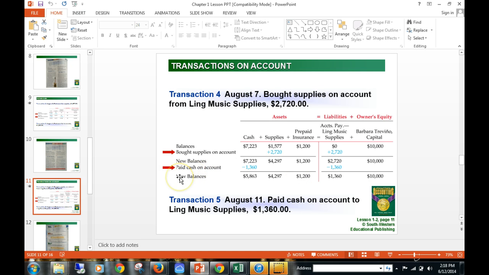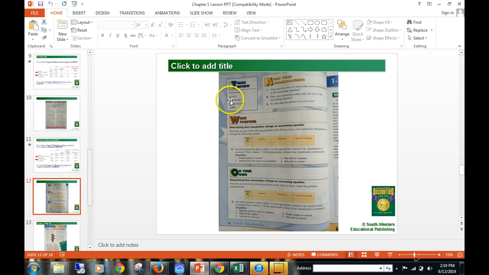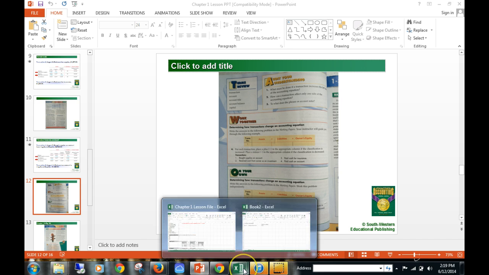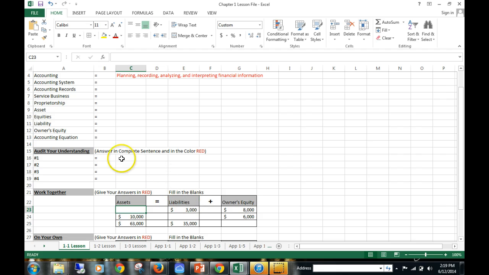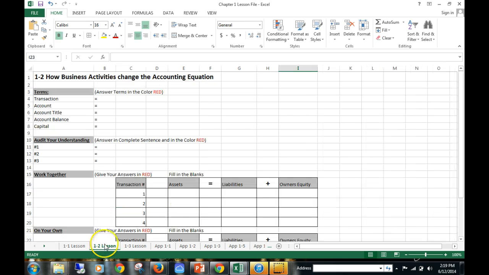That's the end here of the PowerPoint. We look at the terms to review. Again, audit your understanding of 3 questions: the work together and the on your own. Here they are right here. If you open up your file and you go down to the bottom of your tab, 1.2 lesson, here are the terms. Again, I want them written out right along here in red. Audit your understanding, written out right here, typed out in red, in complete sentences, please.